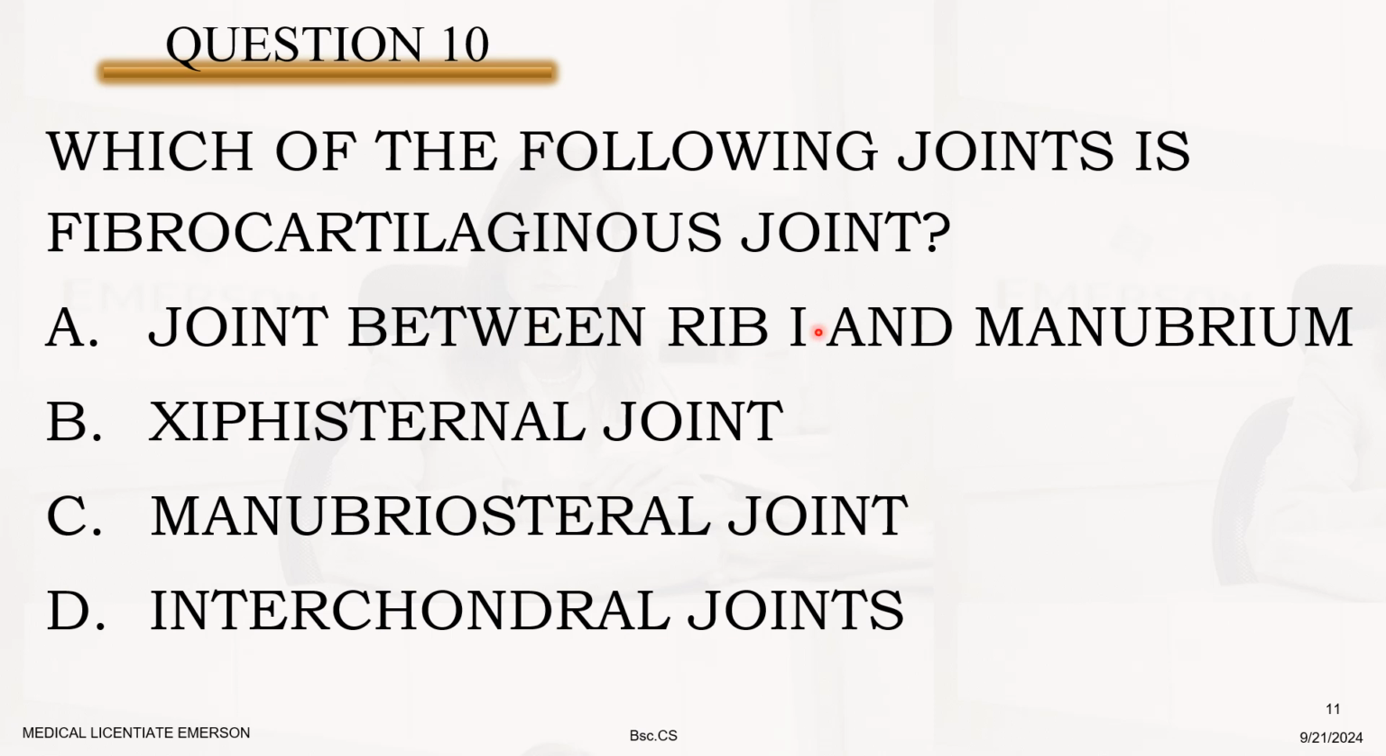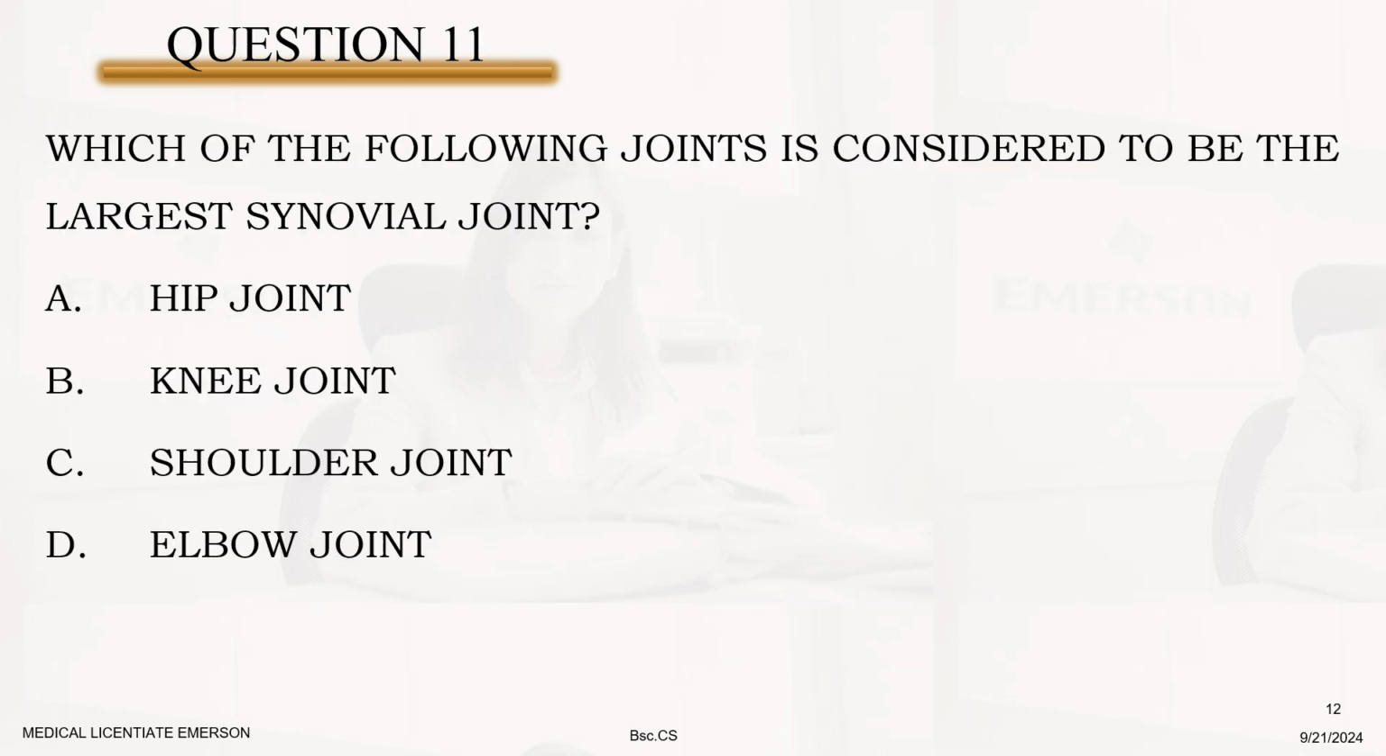Then which of the following joints is the fibrocartilaginous joint? The joint between rib 1 and the manubrium, the xiphisternal joint, the manubriosternal joint, or the interchondral joints. For this one specifically, if you remember your joints lecture, you will know that the interchondral joints are the fibrocartilaginous joints.